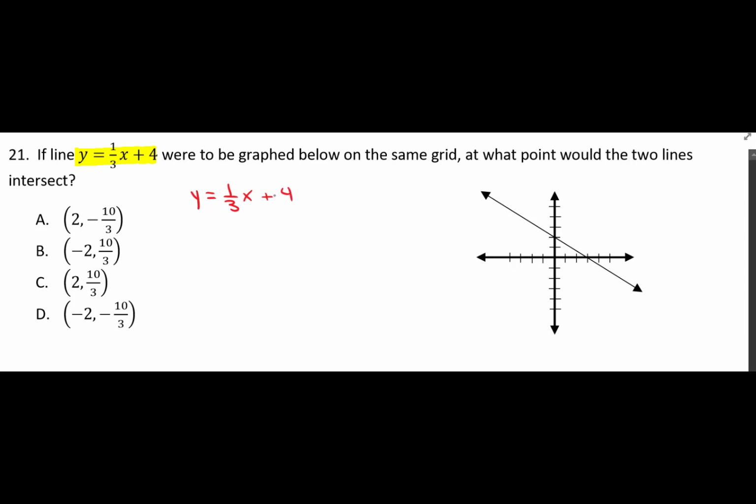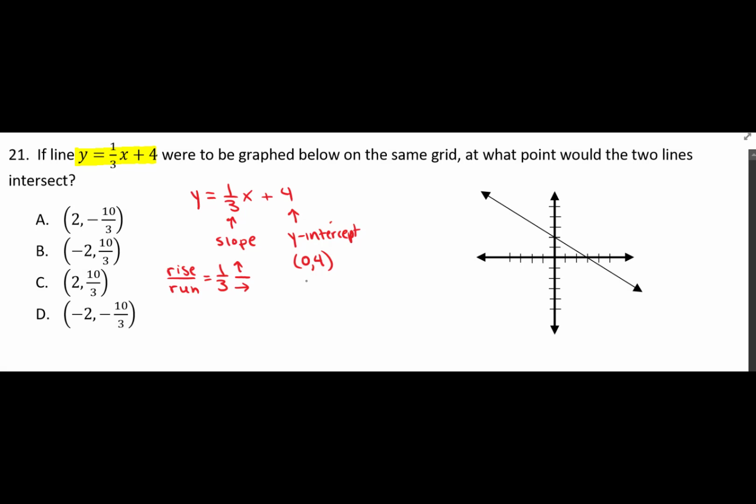1/3 x plus 4. The slope is 1/3, and the slope is defined as the rise over the run. So the slope is going to be 1/3. Rise is positive, so we're going to count up, and the run is positive, we're going to count to the right. And the constant is the y-intercept. That's where the graph crosses the y-axis. And it should be at 4, and the point that defines that is going to be the point (0, 4).